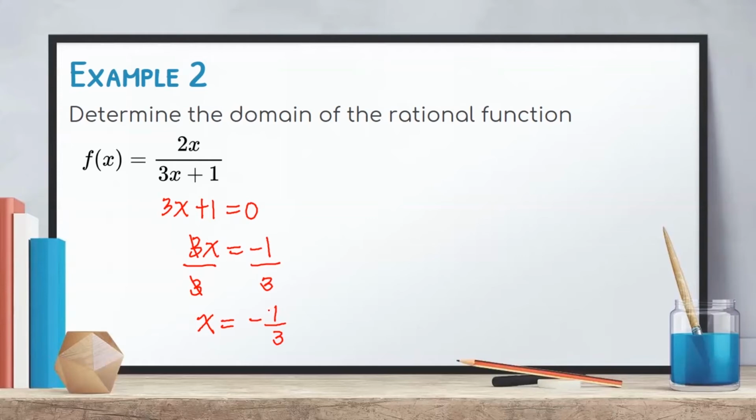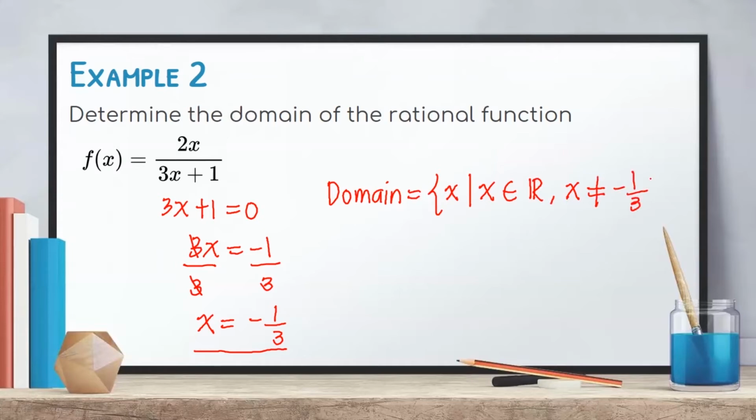Therefore, our restriction is x equals negative 1/3, meaning the value of x cannot be equal to negative 1/3, since this value of x will make the denominator equal to 0. And once again, to properly write our domain, we will have the set of values of x such that x is an element of real numbers except negative 1/3.